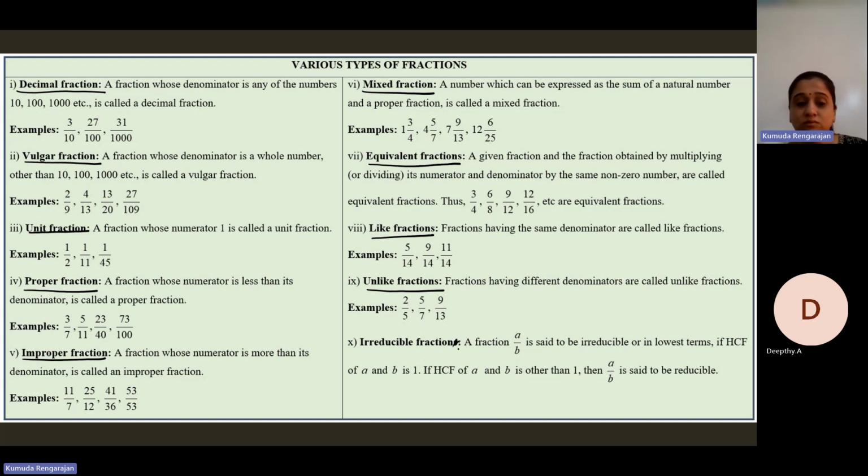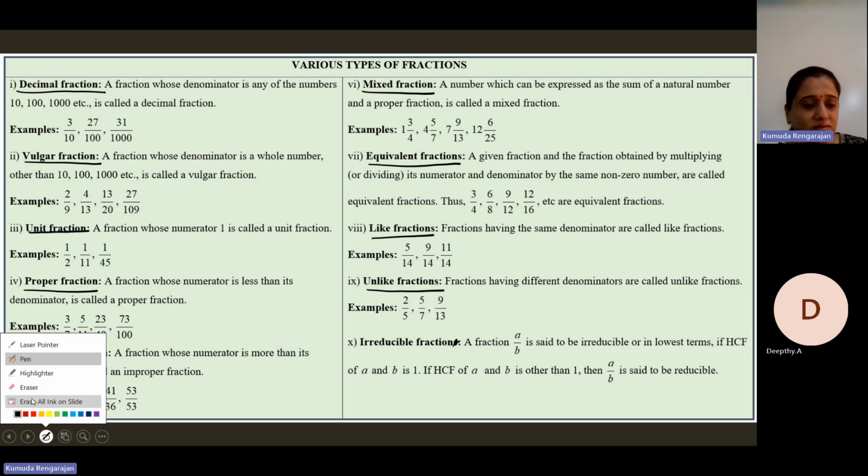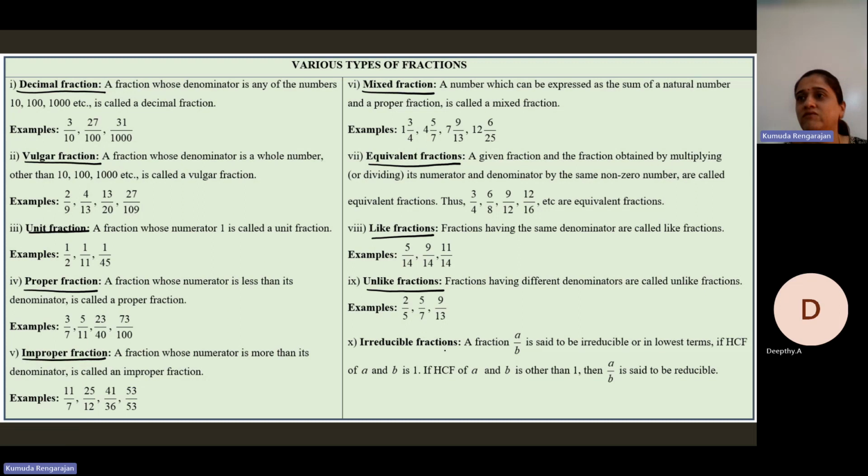Irreducible fractions. So this is about one fraction. I'm not saying what I've written is wrong, but irreducible fraction is about one fraction. Okay, I'll fix this: irreducible fraction, one fraction.